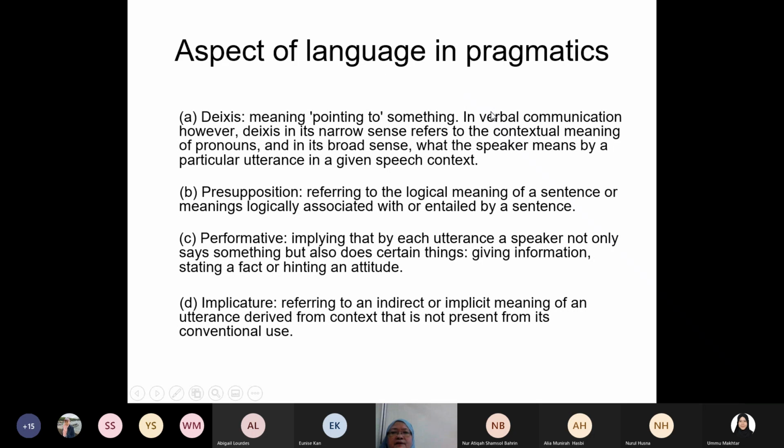Okay, so aspects of language and pragmatics. Deixis. Deixis is pointing to something. So in verbal communication, deixis refers to the contextual meaning of pronouns when you say he or she or it. And in its broad sense, what the speaker means by a particular utterance in a given context. Sometimes you imagine that when you use deixis, you actually say itu ini. So you're actually pointing your finger to something, or just indicating the direction with your face. The lips or your nose, pointing to that direction.